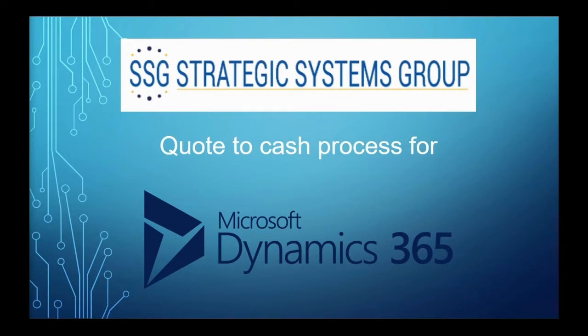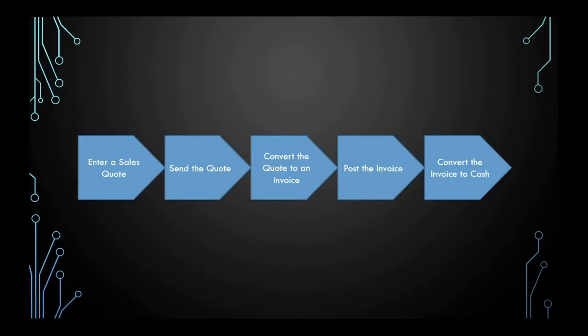Today we're going to go over the quote to cash process for Microsoft Dynamics 365 Business Central. The process is relatively easy. It starts with entering a sales quote, sending the sales quote to the customer, converting that quote into an invoice once the order has been made, posting the invoice, and then converting the invoice into cash once payment is received. Let's move on to the system and see how this works.